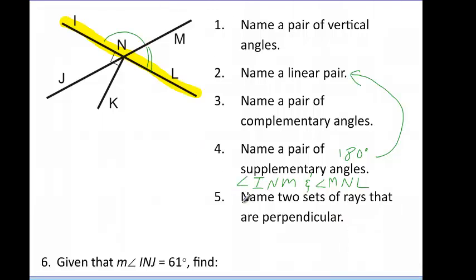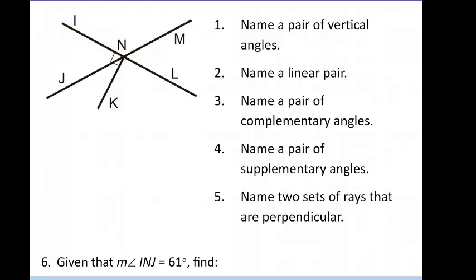Last one is to name two rays that are perpendicular. Perpendicular should remind you of that right angle right there. Remember the symbol? So let's name those two rays that are making this right angle here. And I'm going to highlight those. Here and here. These two rays are the ones I'm going to name. I also could come over here on this side, but I'm going to do the ones I've highlighted. So what are their names?